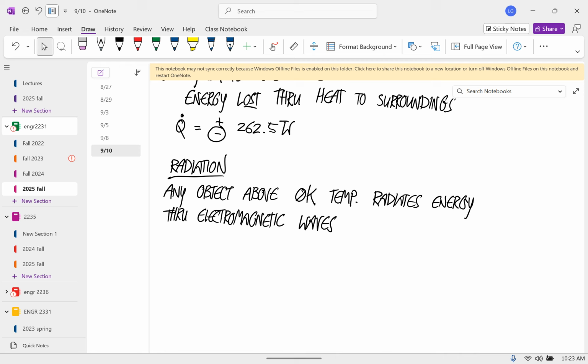And so we can't see a very cold object radiating just because it isn't visible light, but it still is radiating energy. Is radiation just like a side effect of particles moving around? Yeah, that's right.